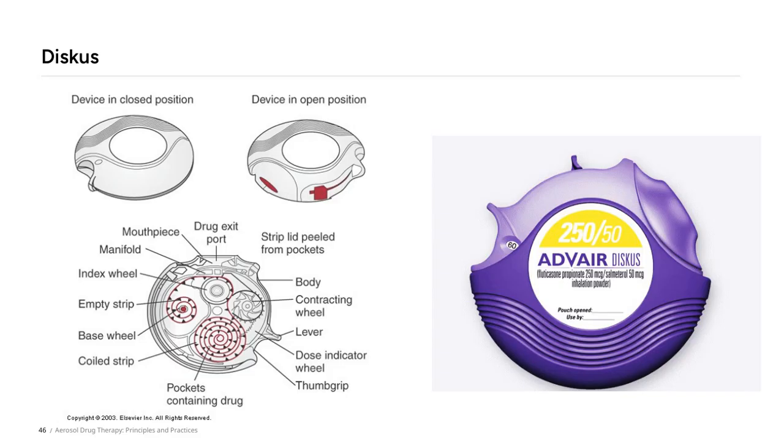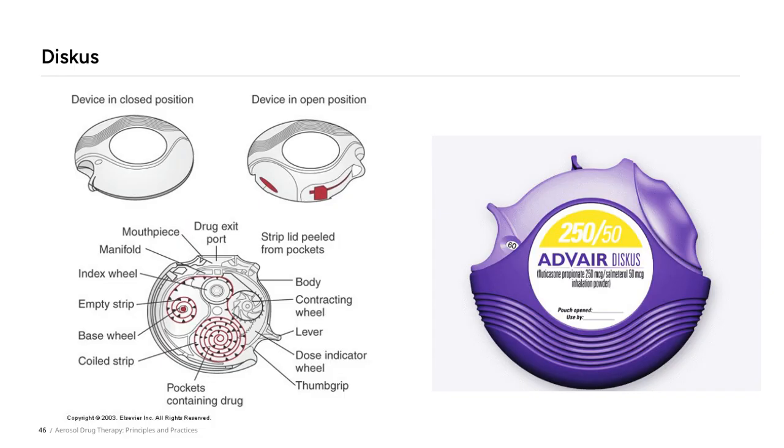Let's take a closer look at the discussion on Disquse, which is a popular device used in aerosol drug therapy. As you know, the Disquse is a dry powder inhaler that delivers medication in a fine, dry form. One of the key points here is that it requires patients to have a good inhalation technique, specifically a deep and forceful inhalation to properly aerosolize the medication. This is crucial because if the inhalation isn't strong enough, the medication may not reach the lungs effectively.